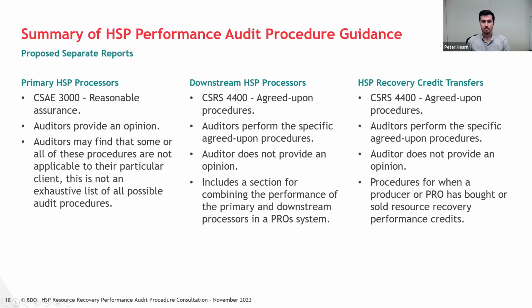Okay, so as we touched on, we are proposing three separate reports or three separate audits. So the first one would be for the primary HSP processes. And as I've previously defined on the previous slide, the difference between primary and downstream. So the primary HSP processes would be included within a CSA 3000 reasonable assurance engagement. So with this engagement type, an auditor provides an opinion.